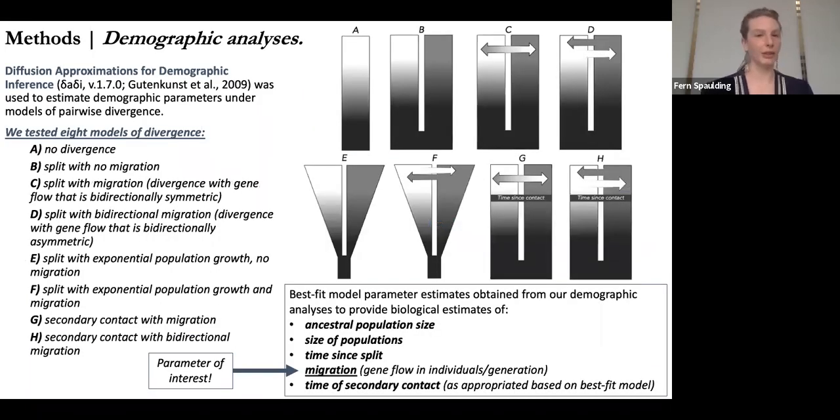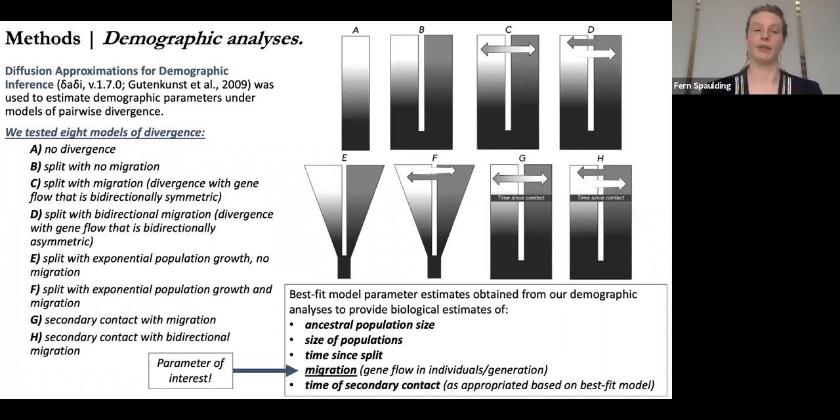For our demographic analysis, we used the program dadi, diffusion approximations for demographic inference, to estimate demographic parameters under models of pairwise divergence. We tested 8 models of divergence, which we have a visual diagram of shown in the upper right-hand corner. Model A was no divergence. Model B is split with no migration. Model C is split with migration. Model D is split with bidirectional migration.